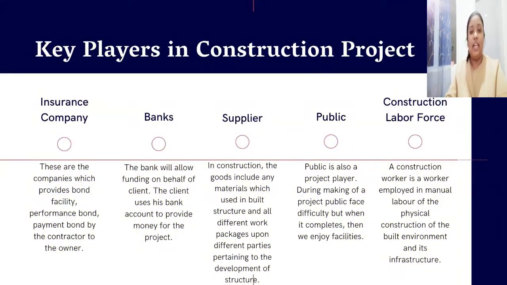So now moving to the next will be the insurance company. The insurance company provides bond facilities, such as the performance bond and payment bond, which are also provided by the contractor to the owner. So moving to the next will be the banks.